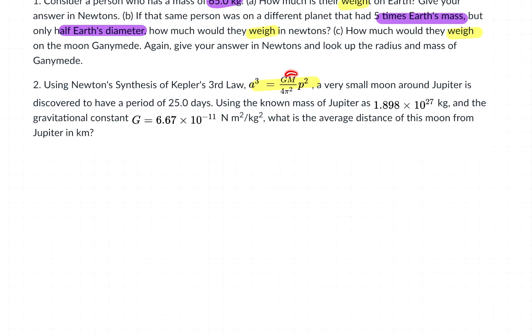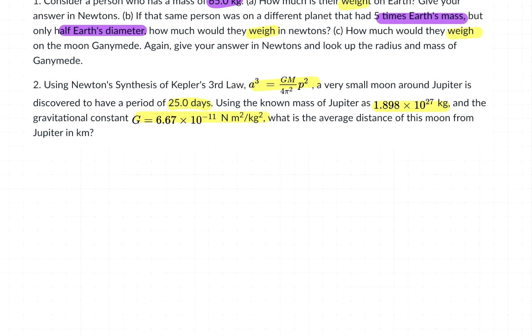In this case, we know the mass that's being orbited. So let's take a look, in fact, at what we know. We're told there's a small moon around Jupiter. It's discovered to have a period of 25 days. That's going to be our value of P for period. We also are told the mass of Jupiter, which is important because uppercase M is the mass of Jupiter. We're told it's 1.898 times 10 to the 27 kilograms. And we're also given the gravitational constant, which you could easily look up in important constants, such as Appendix E in your textbook. Okay, and we're asked to find the average distance, so we want to solve for A, okay? And we want it in kilometers.